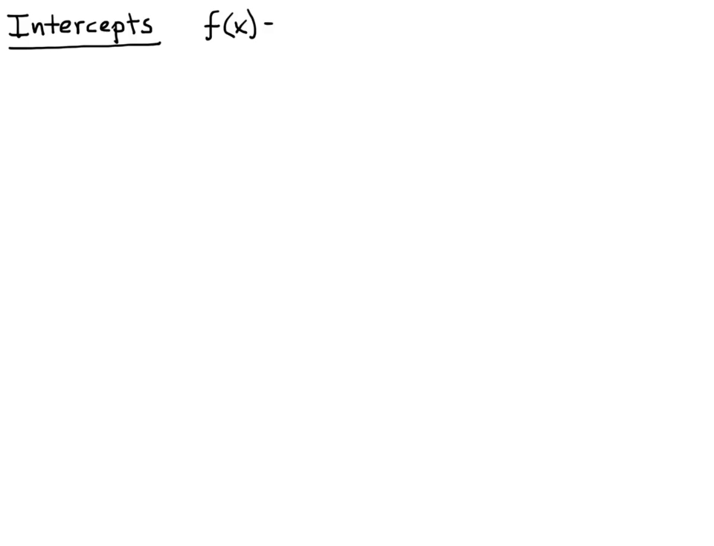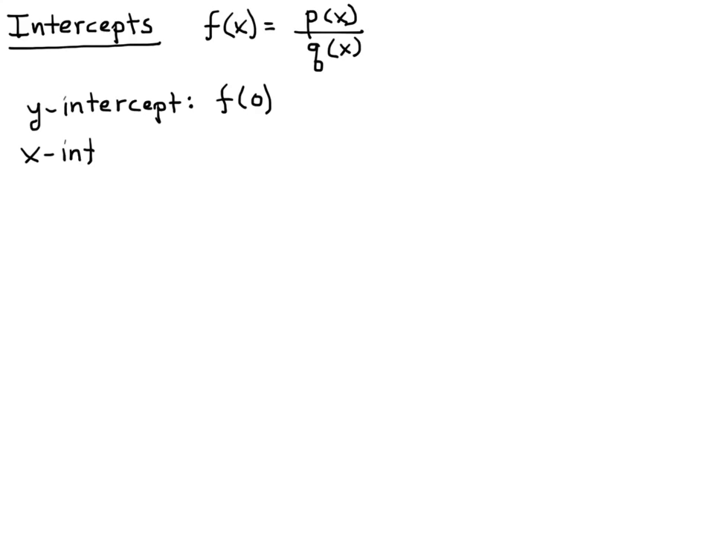Okay, now with these polynomial functions, we're going to have intercepts as well. The y-intercept is exactly the same as it's always been. You evaluate f at 0. So when x is 0, what does f at 0 equal? The x-intercepts are going to be where your function equals 0. You can't have 0 in your denominator. That's where your asymptotes are going to be. But in the numerator is where you're going to have your x-intercepts. So long as q of x is not 0, p of x says where your x-intercepts are.